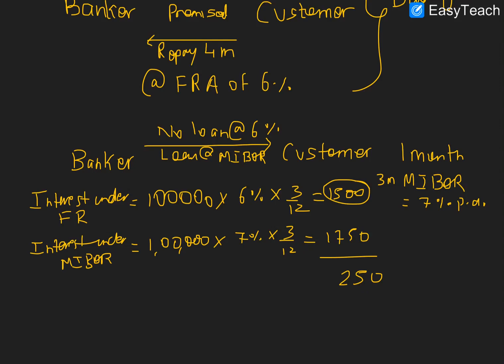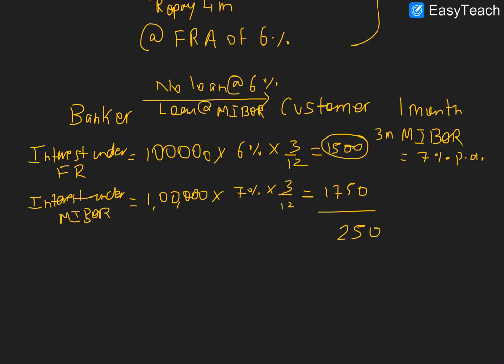So now basically the customer is somewhat convinced that if I take a loan from outside, I am going to incur an interest cost of 1750, whereas if I take the same loan at the agreed rate of 6%, I pay 1500, so there's a loss of 250 which the banker is promising to compensate.